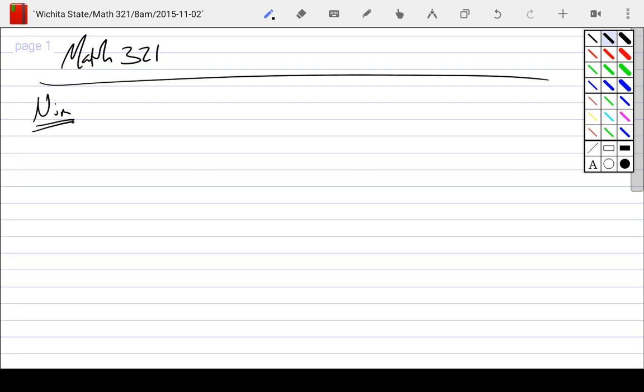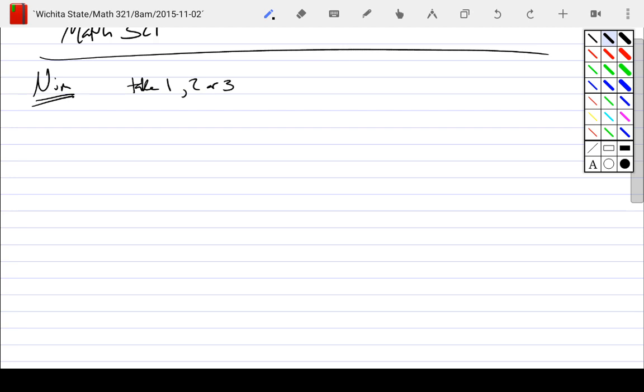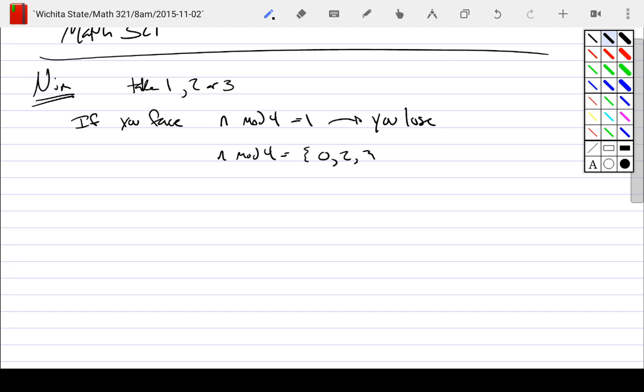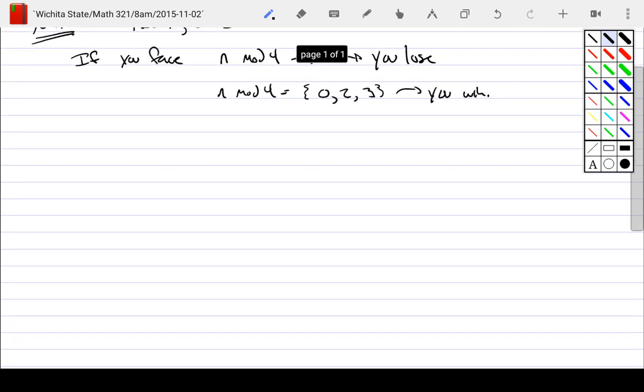So for NIM, the rule was we would take 1, 2, or 3. And we came up with the following definition: if you face n mod 4 equal to 1, you lose. On the other hand, if you face n mod 4 being the others, which would be 0, 2, or 3, you win. We played the game a few times until we saw a pattern, and we can use that pattern to help us understand what the proof is.